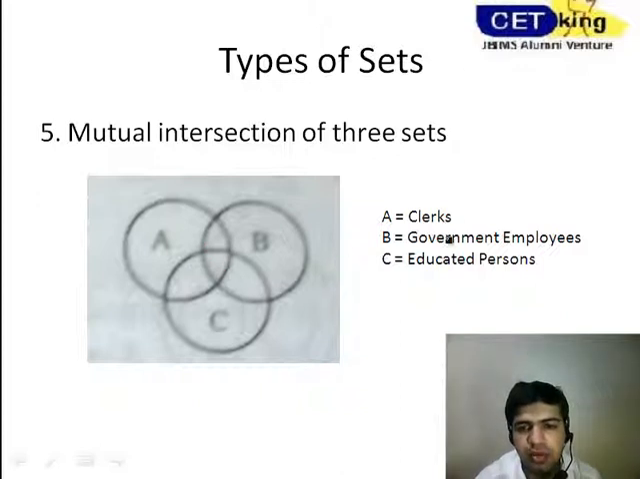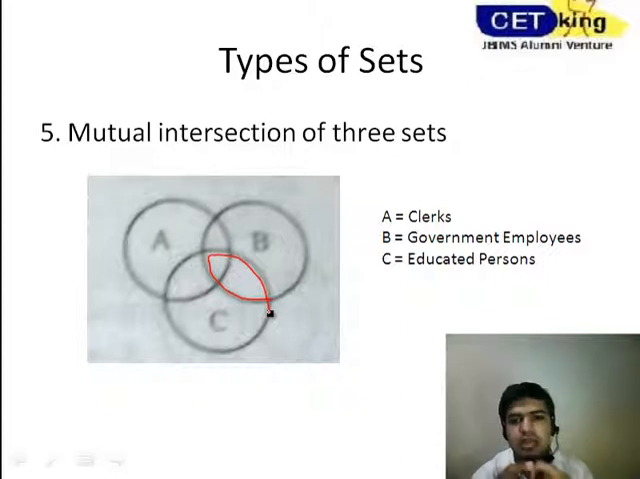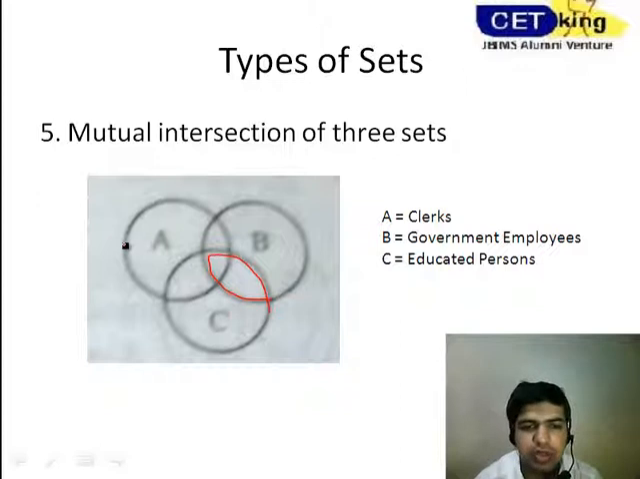Then we'll try to arrange B and C, that is government employees and educated persons. Are all government employees educated persons? Are all educated persons government employees? Not necessarily. There can be a common area. So this region will be the common area between B and C. And again relating A and C, clerks and educated persons. Yes, all clerks are educated, though some clerks may not be educated, in a very rare case, but it is there. So we'll get a common region between A and C. This is how mutual intersection of three sets will take place.